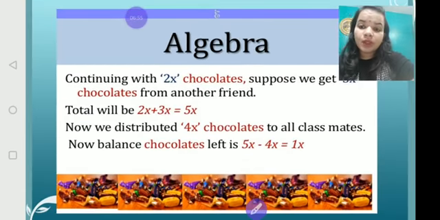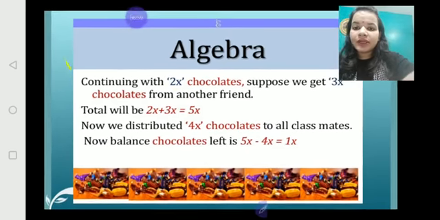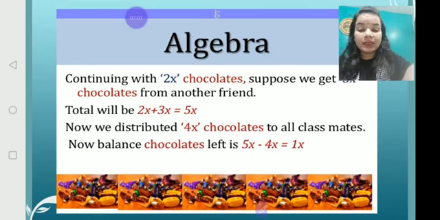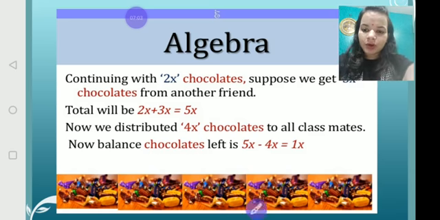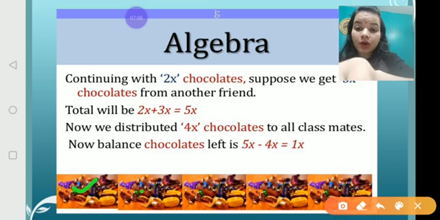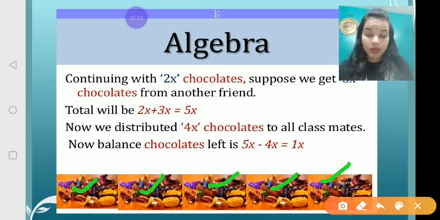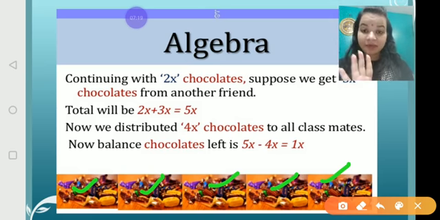Then continuing with 2x chocolates, suppose we get 3x chocolates from another friend. Suppose earlier you were having 2x chocolates, right? These are the 2x chocolates that you had earlier, and you got 3x more from your friend. Now how many chocolates do you have? 2x plus 3x will give you 5x. Okay, 2 plus 3 equals 5, and x will be written as it is, so it will be 5x.